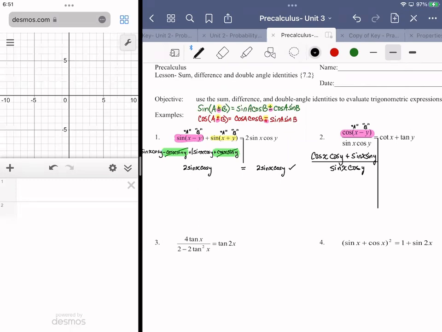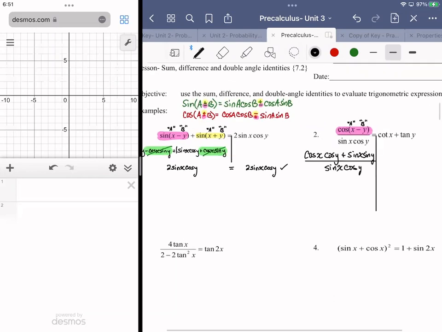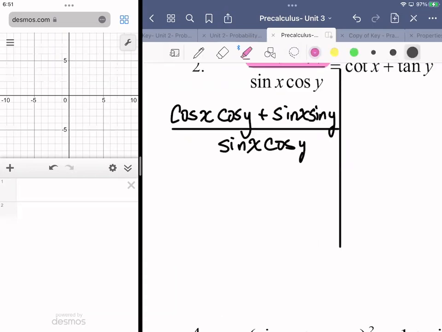Right. Now, if I want, I can switch over and start working the right-hand side, because I can make cotangent into cosine over sine. I can make tangent into sine over cosine. I can go that route. But I can also split this fraction by the plus sign and make this cosine x cosine y over sine x cosine y.